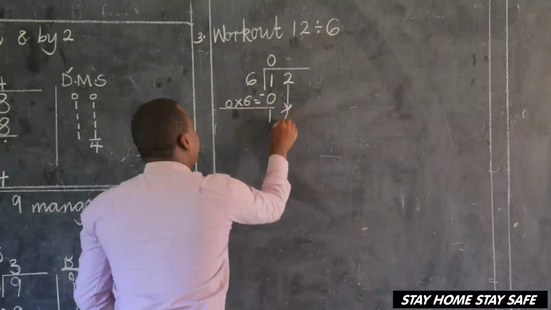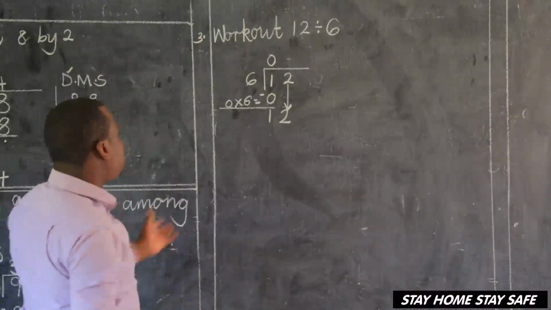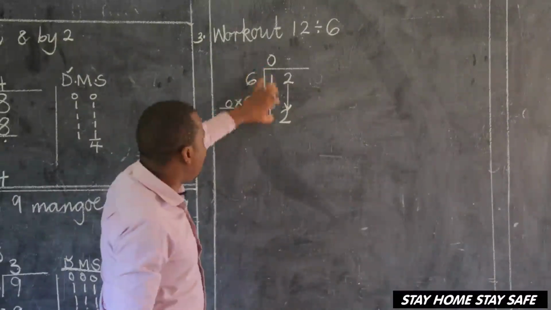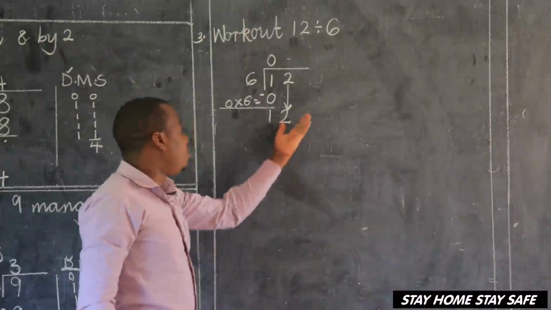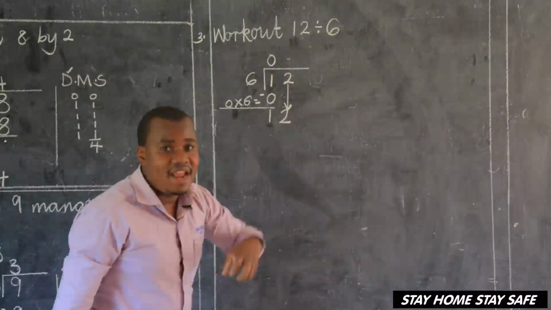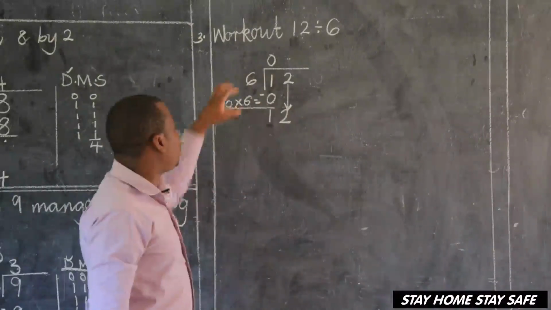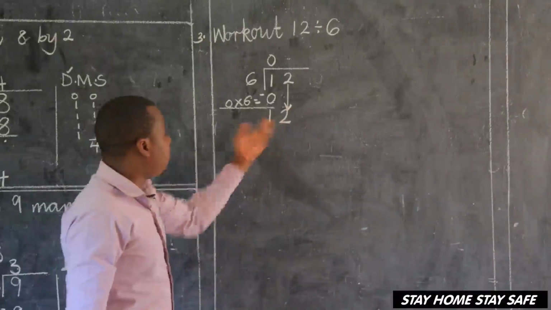And now you add it to 1. Now you make another number that is 12. So you add this. If you get any remainder here, that's when we shall bring the other number to make another bigger number that will be able to fit in the divisor. So now we have 12.